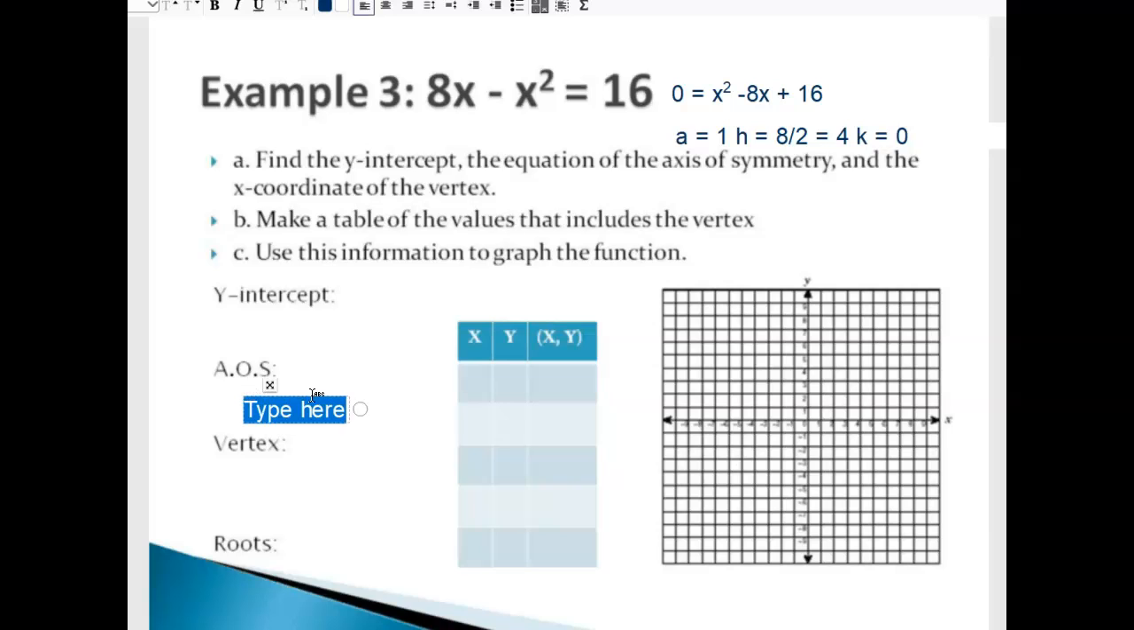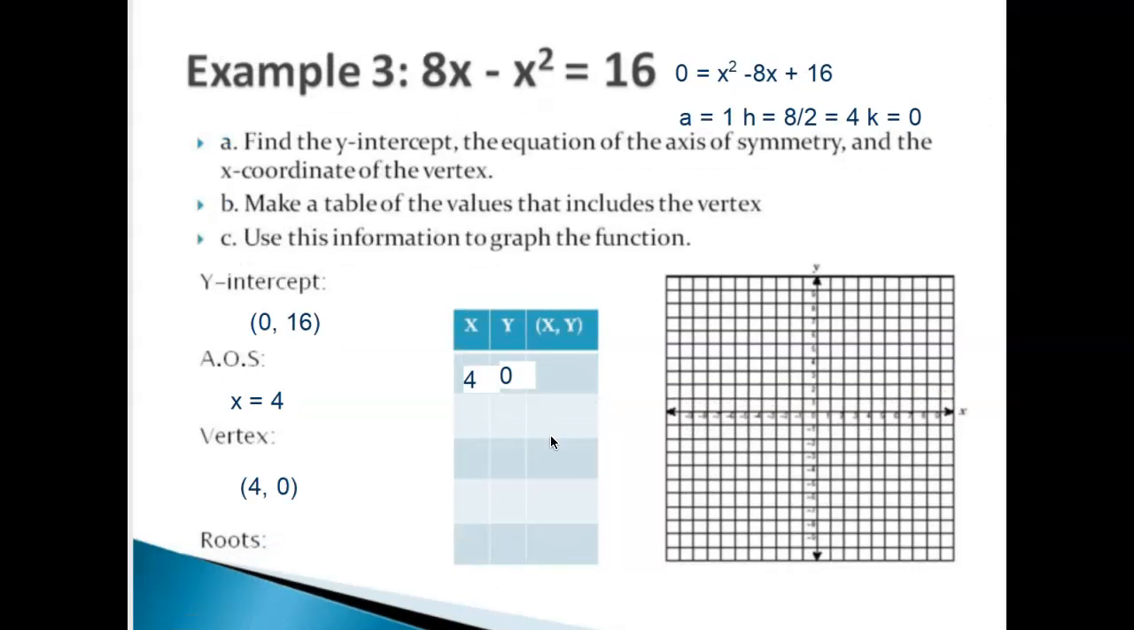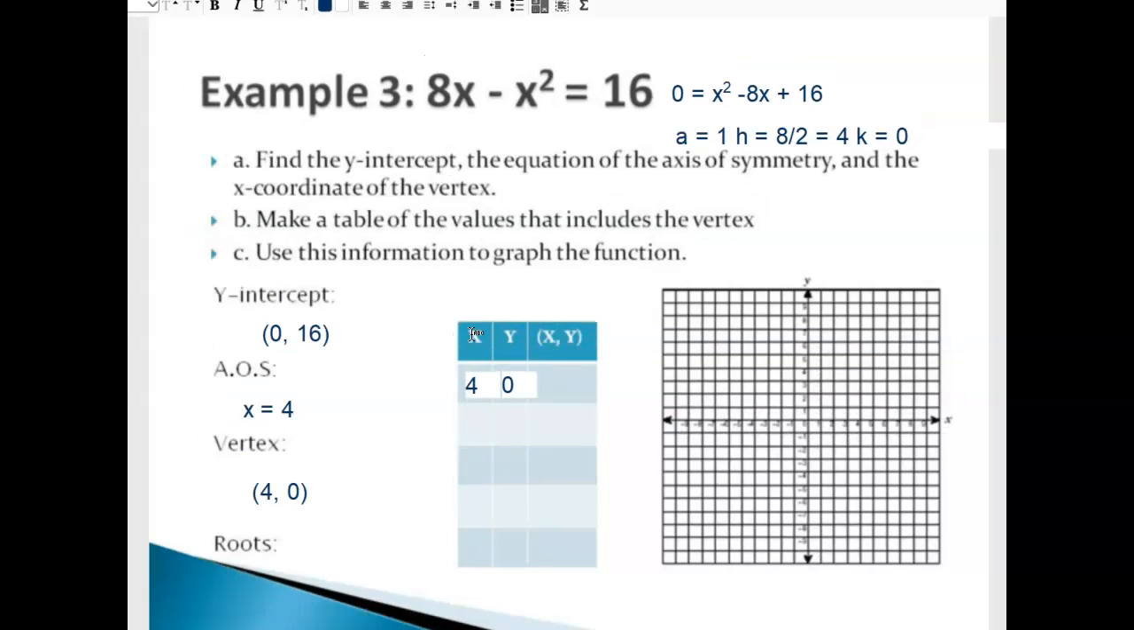My axis of symmetry then becomes x equals 4. My vertex becomes (4, 0). And my y-intercept occurs when x is 0. So when x is 0, y will be 16. So that means my table is going to start at (4, 0). And then we're going to find our remaining points by doing our x plus h, ya plus k.